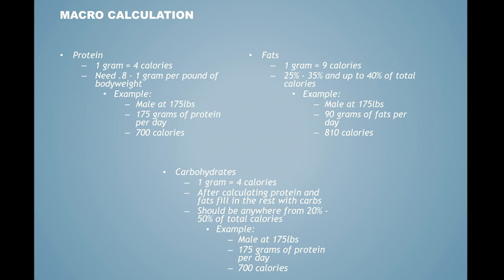All right, so let's say for our example, we're going to shoot with a 30% number. So 30% of the total maintenance calories of 2,700 equals about 810 calories. So 810 calories of the total is going to come from fats. Now if you divide that out by the 9 calories per gram, it's going to be about 90 grams of fat that you want to hit for the day. So finally, fill in the rest with the carbohydrates.